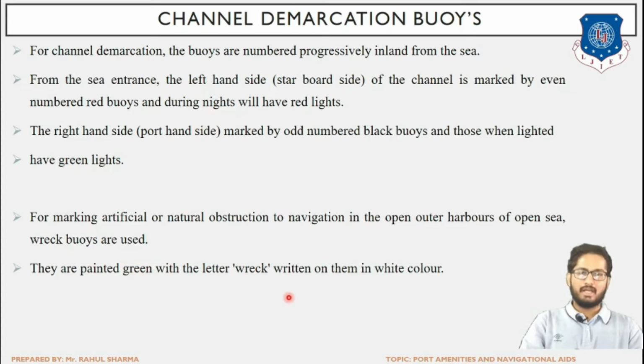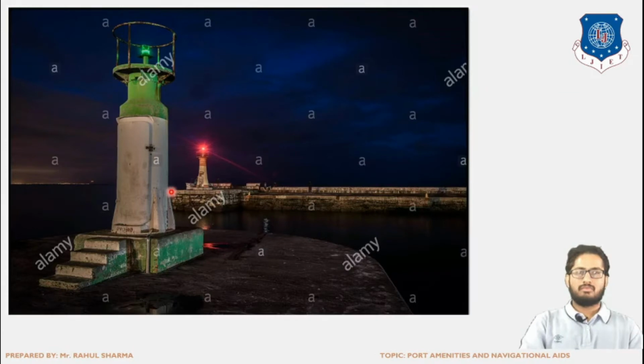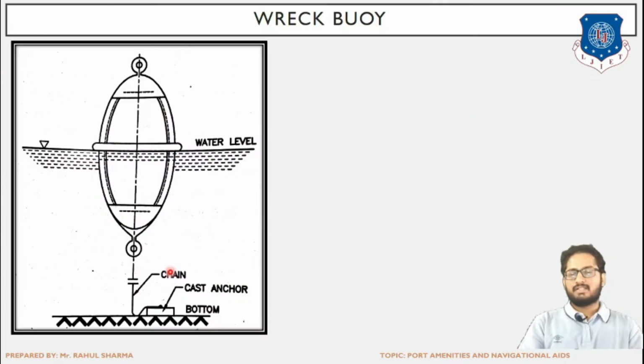Basically, the color code is green and the word wreck is written on them in white color. Now this is the color code which we have seen in the case of buoys. This is a beacon light, but the color code is the same as for buoys, that is the red color code and the green color code. This is the pier head, the component in connection with the breakwater, on which the beacon lights are placed. This is the figure for the wreck buoy, whose purpose, as we have seen, is to give an idea regarding a hazardous location or point.